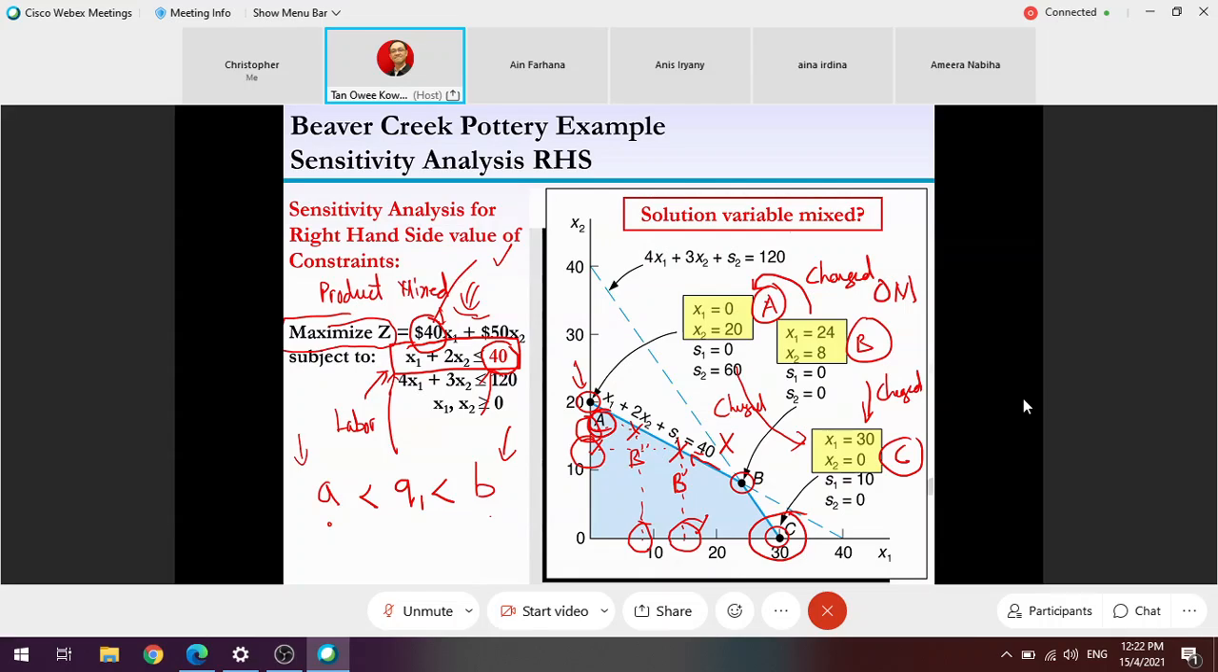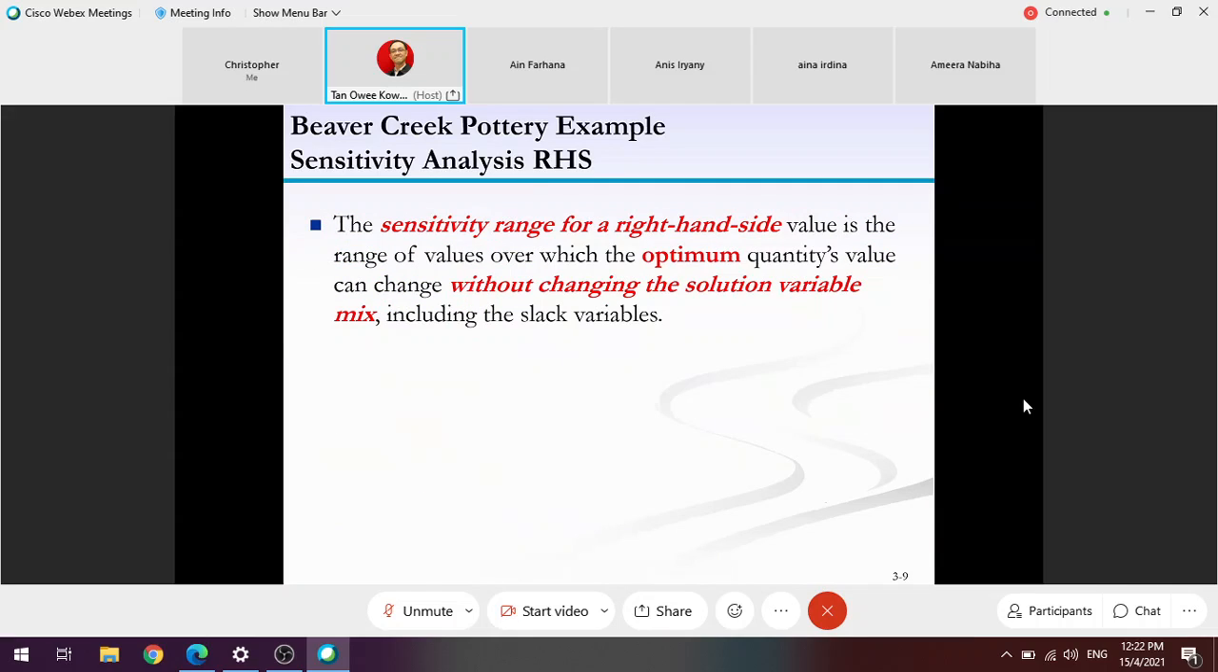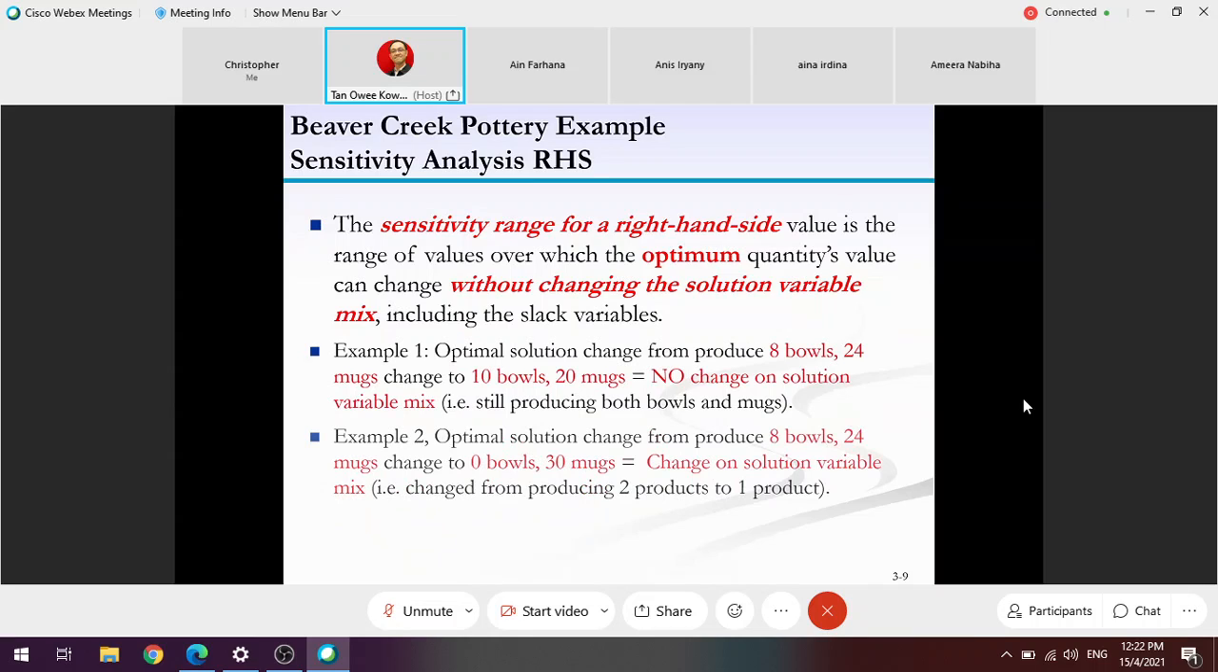So the next few slides explain in words, so if you try to read, they carry the same meaning. Example, what is the sensitivity range for the right-hand side value? If it is within the range, the optimum quantity can change, but without changing the solution mix.